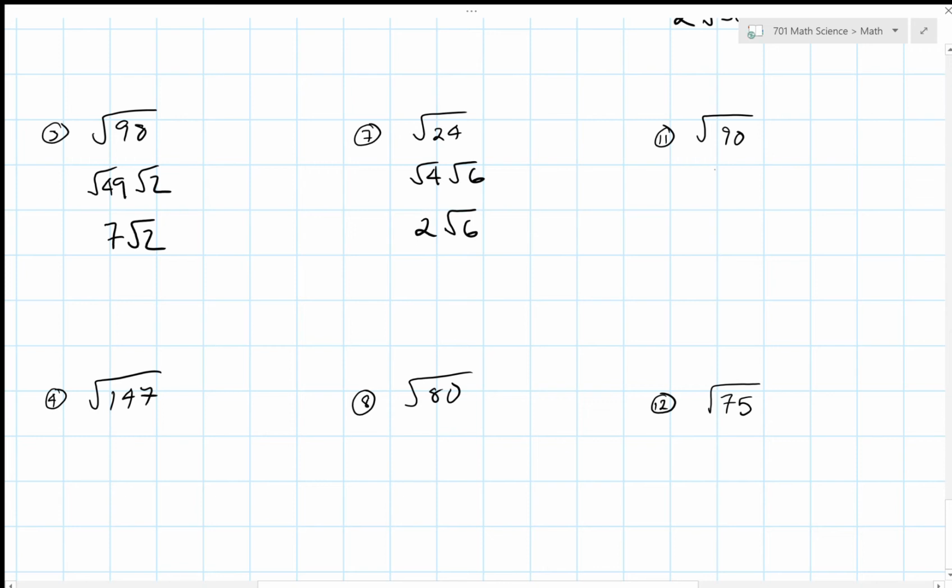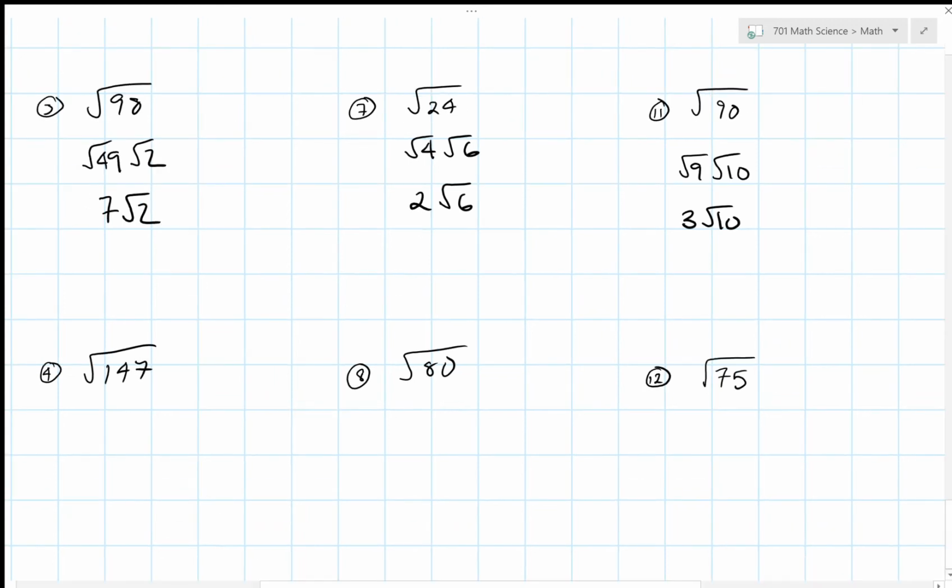Problem 11 reads square root of 90, root 9, root 10. Square root of 9 is 3. Root 10 is just root 10 because it factors into root 2, root 5, but 2 and 5 are both prime numbers, and therefore we can't take square roots of them, so it's not really helpful to factor them.